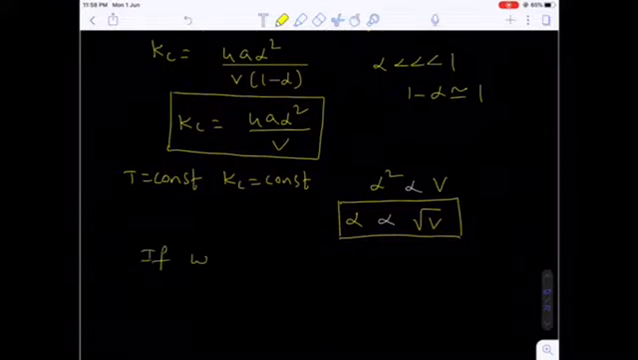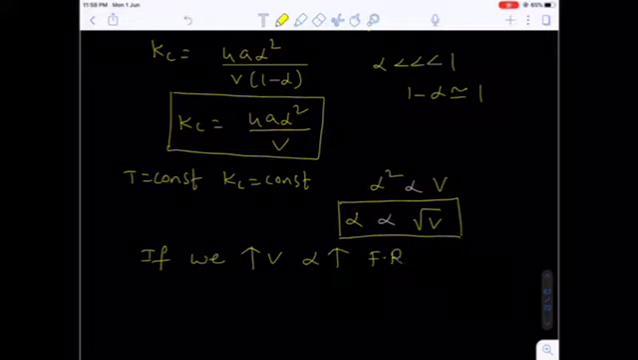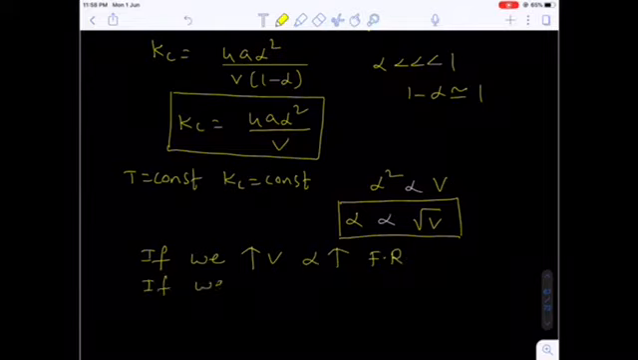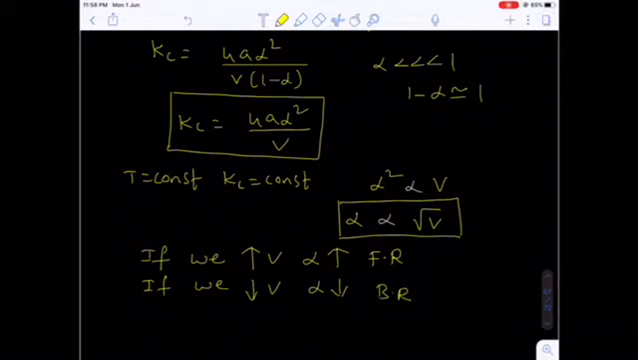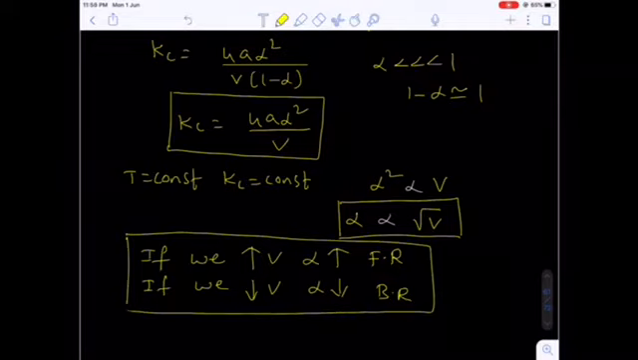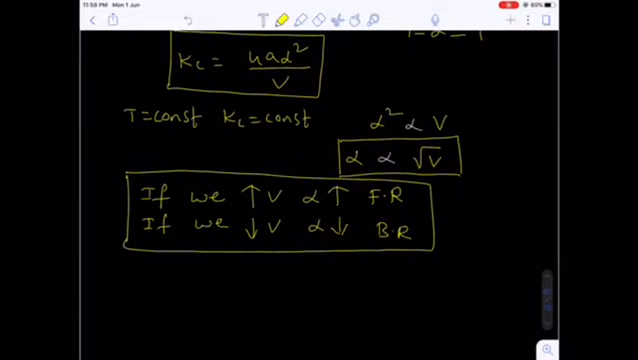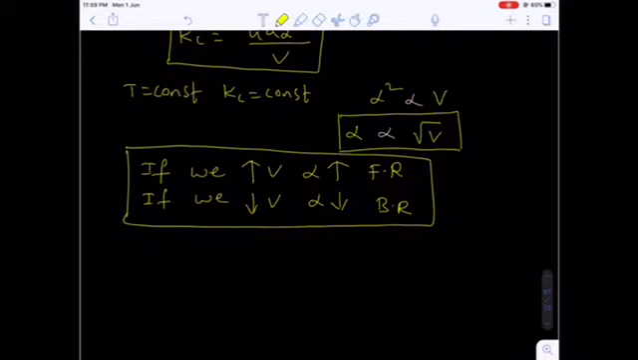Here also, if we increase the volume, alpha increases, that means the system tends to move in the forward direction. If we decrease the volume, alpha, that is the degree of dissociation, decreases, that means the rate of forward reaction decreases, but the rate of backward reaction increases. That means the system moves in the reverse direction.